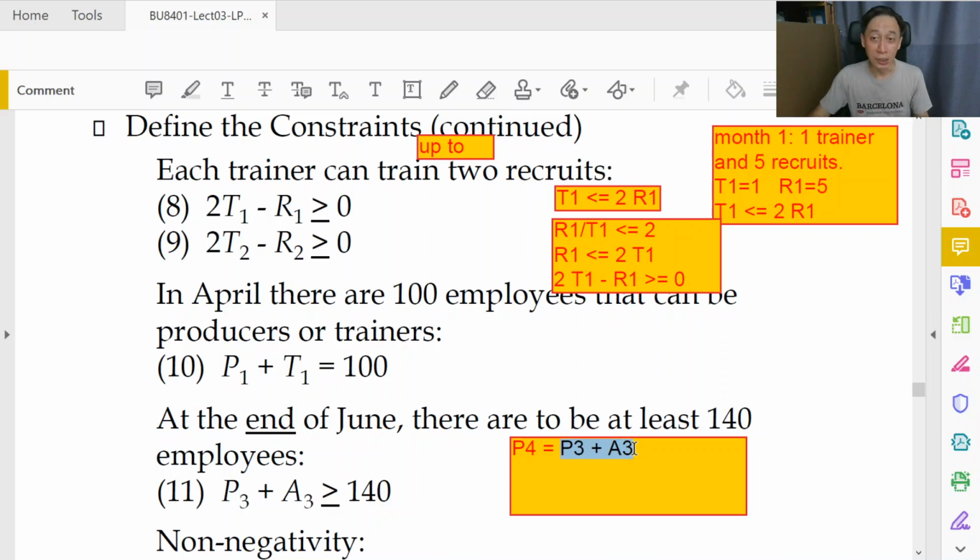But we did not and will not want to define P4 because it's outside our planning horizon. So since the quantities are equal, we might as well say P3 plus A3 must be at least 140. And that's what is giving rise to this, right? In case there's some mental difficulty, which I appreciate because it's not easy to see this, now we have seen two repeated uses of this trick, right?